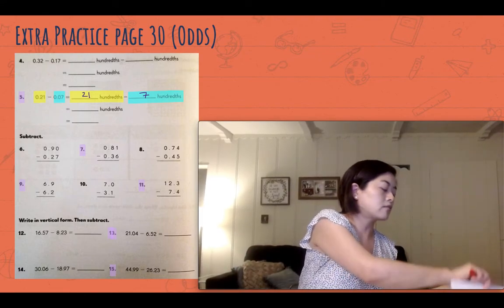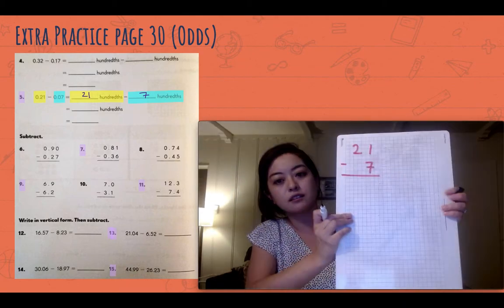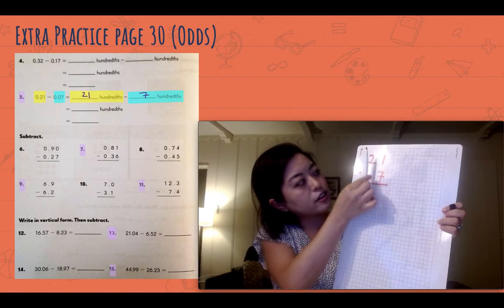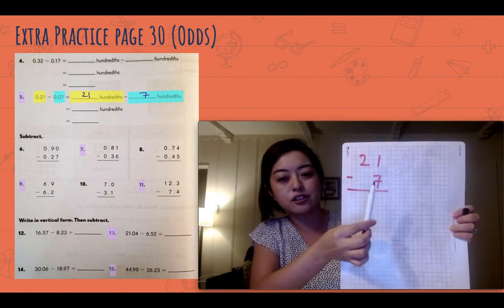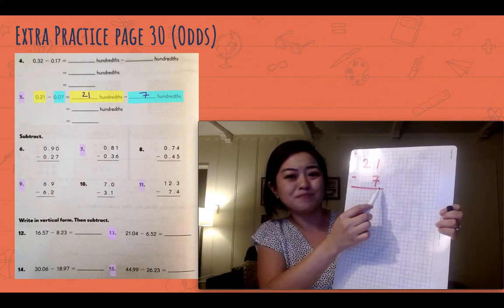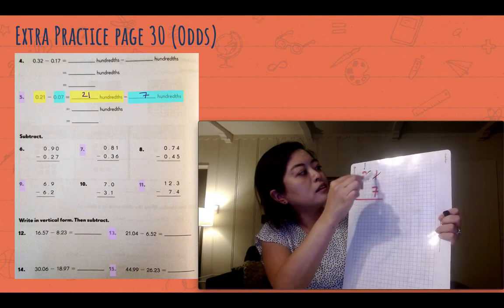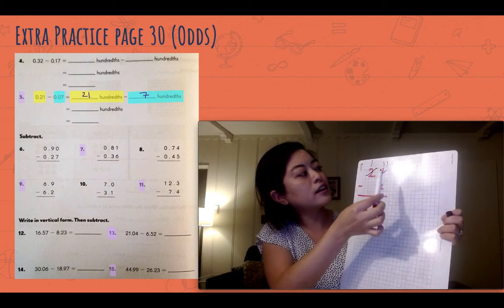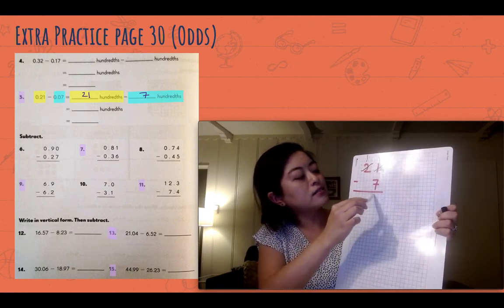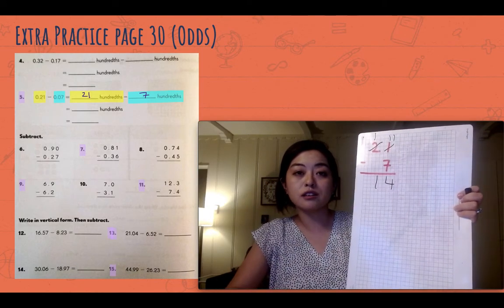Let's do that over here. Okay, so 21 hundredths minus 7 hundredths. So I stacked it up. I stacked the ones on top of each other, and I stacked the tens on top of each other. Okay, so can I do 1 take away 7? No, so I have to regroup here. So that becomes a 1. That becomes an 11. Okay, so 11 minus 7 is 4. 1 minus nothing is 1, so it's just 14 hundredths.